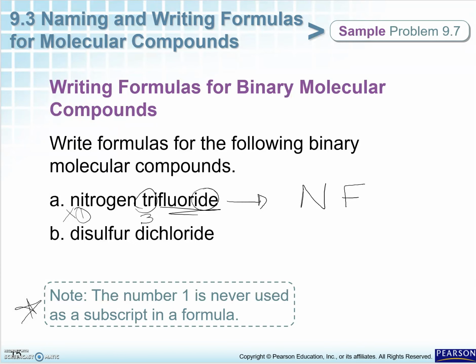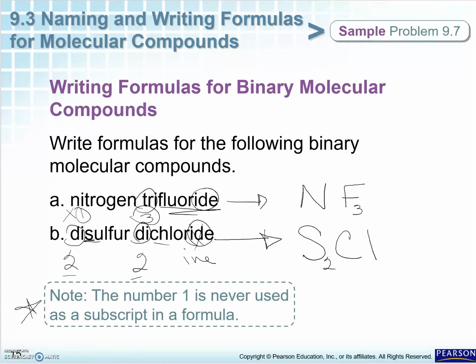Then you would write your subscripts. We do not write the number 1, so this one's all set, followed by our subscript for 3 after that F. Let's try the second one. We have, let's circle our prefixes. Di means 2, so we have 2 of those. And now we want to write our element symbols. Sulfur is a capital S, and chloride, if you were to look at your periodic table, that's actually chlorine. So that would be Cl. Then we would write our subscripts 2 and 2.